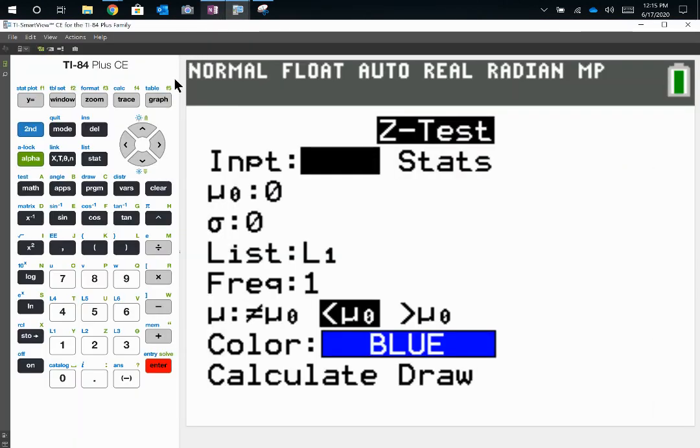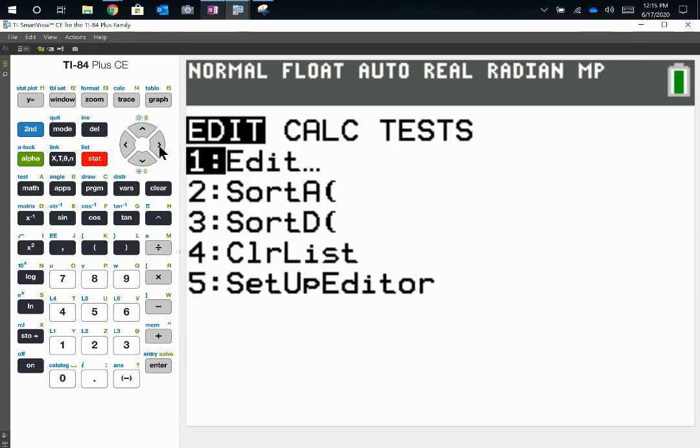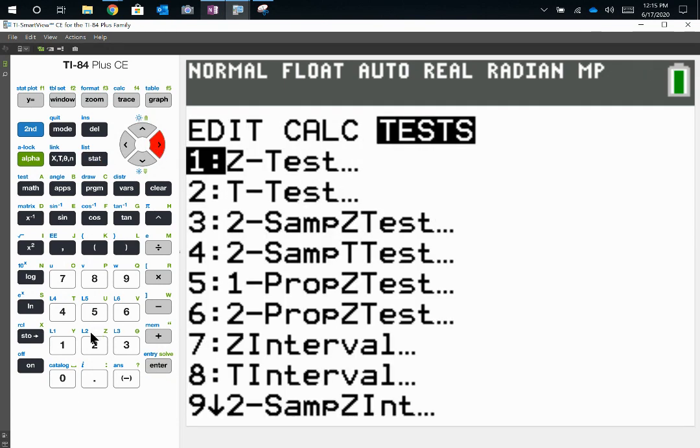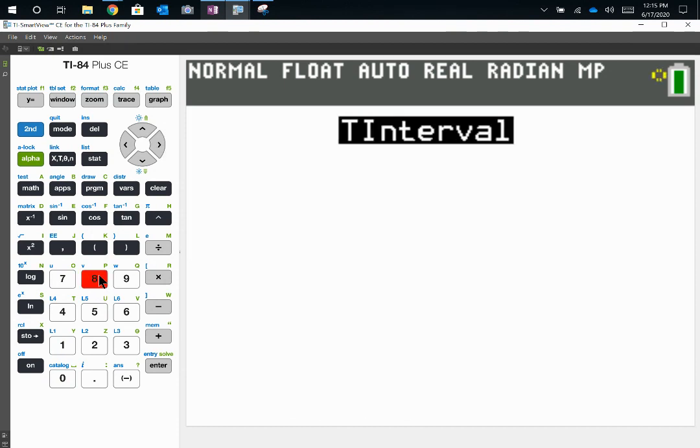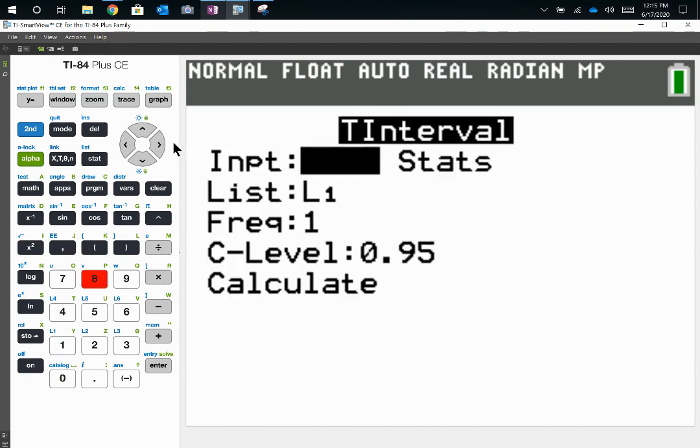Okay. I think I selected the wrong test. Let's do this again. Stat, Test, number 8. I selected the wrong one. All right, so now we're using stats, not data.